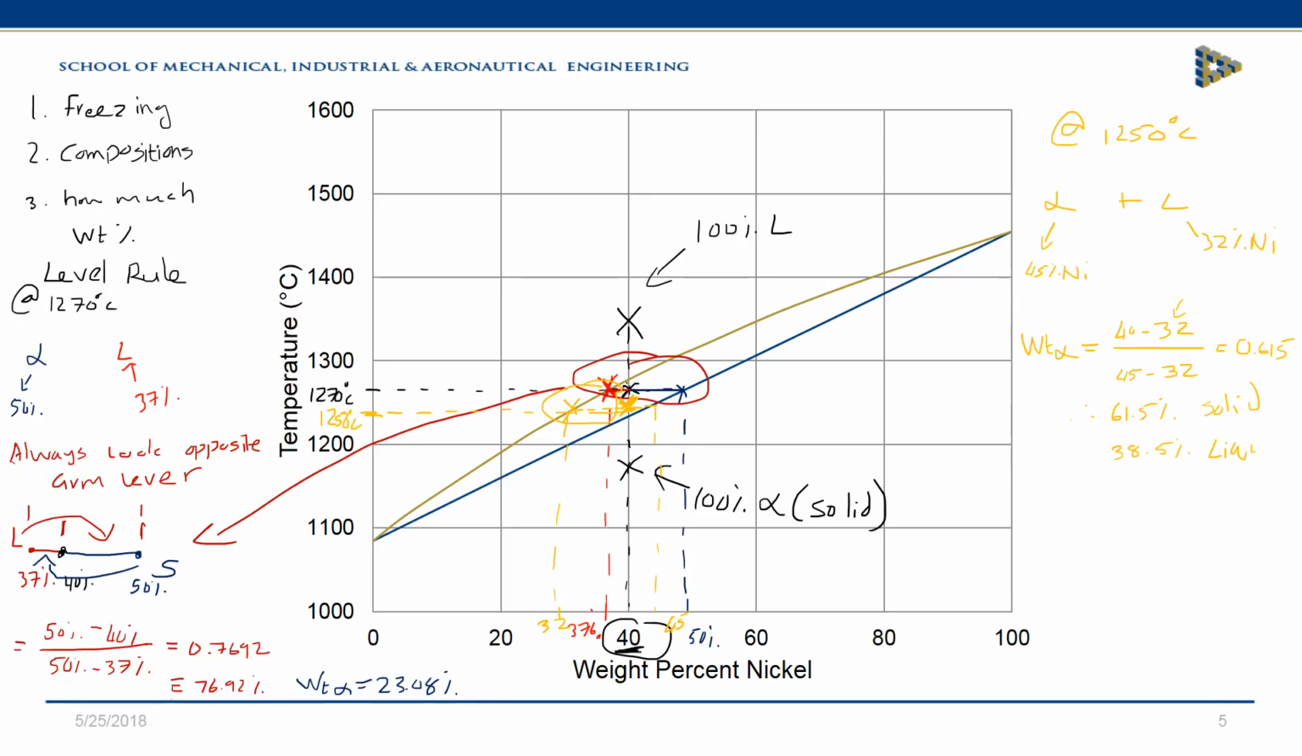and 38.5% liquid. And that is how we use the lever rule to work out the composition and the weight percentage of different phases on a phase diagram. This technique is the same technique that you will employ on all the other phase diagrams, no matter how complicated they get.